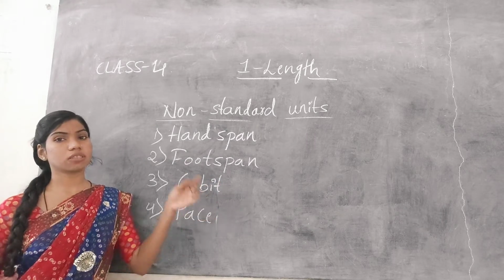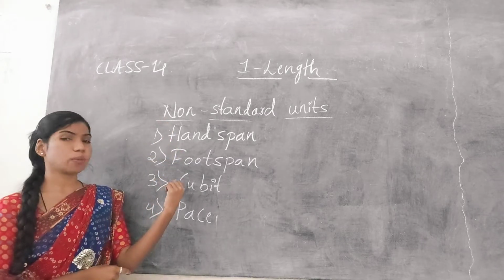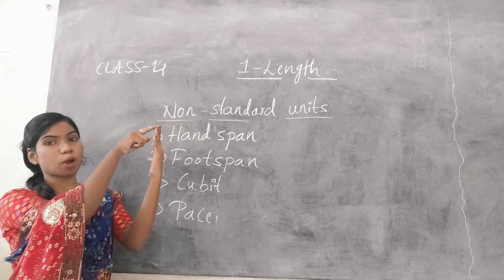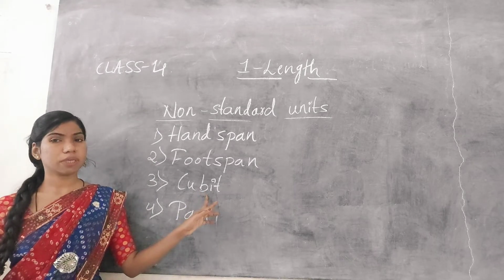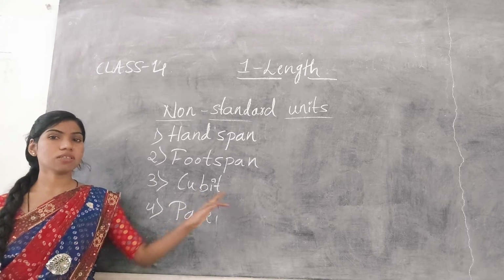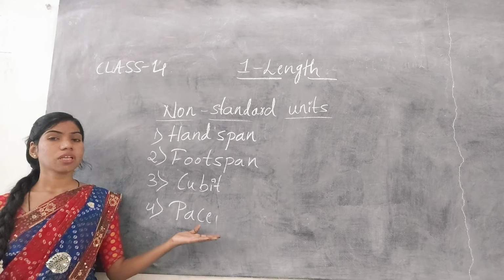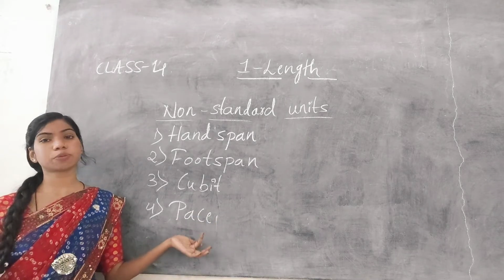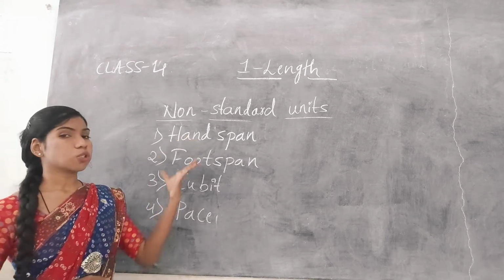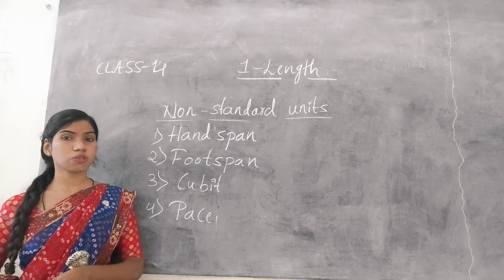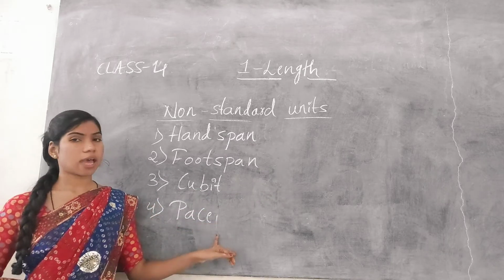Next, cubit. From here to here we call a cubit. Cubit is the distance between the tip of the middle finger and the elbow. Next, pace. Pace means the distance between two steps. So to measure the length of the object, we use our body parts: hand span, foot span, cubit and pace.